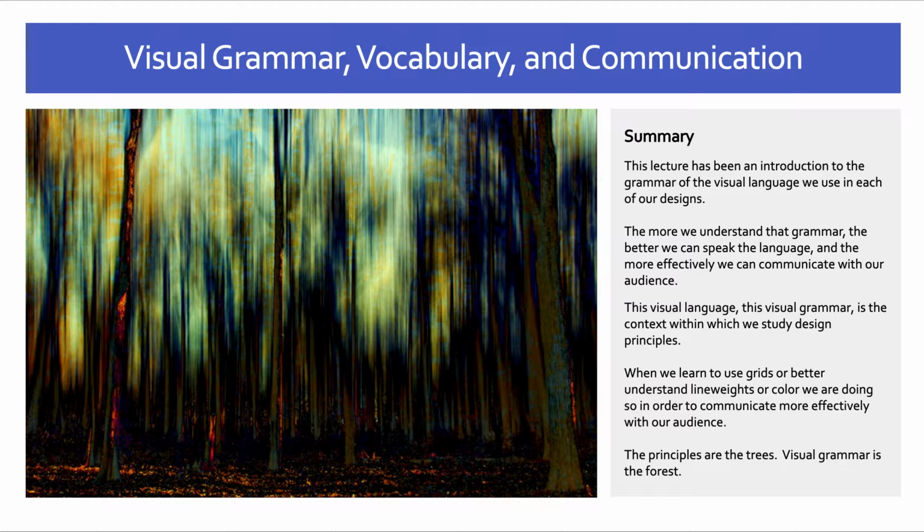But just to continue with the summary, up to this point, this has been a general introduction to the grammar and the visual language that we use in our designs. And the better we understand that grammar, the better we can speak the language, and the more effectively we can communicate with our audience as a result. This visual language is the context within which we study the design principles, elements and principles. So when we're learning to use grids or understand line weights or color, we are doing that in order to communicate more effectively with our audience.